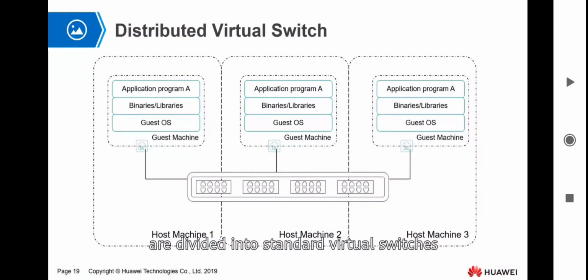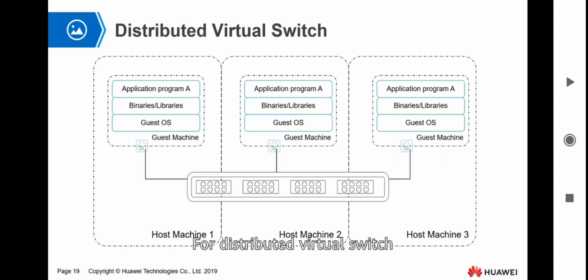Virtual switches are divided into standard virtual switches and distributed virtual switches. The biggest difference is that standard virtual switches run on only one host machine, while distributed virtual switches are distributed across multiple host machines. What is the benefit of a distributed virtual switch? That is, multiple host machines share one virtual switch. You only need to modify the configuration of this virtual switch, and the configuration on all other host machines will be updated.